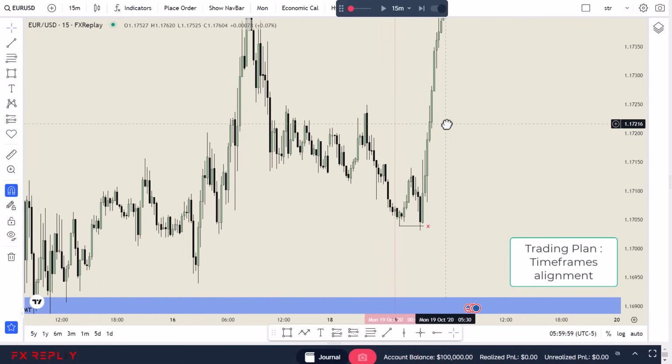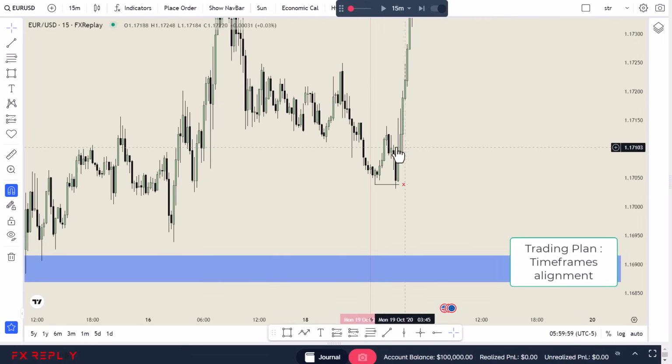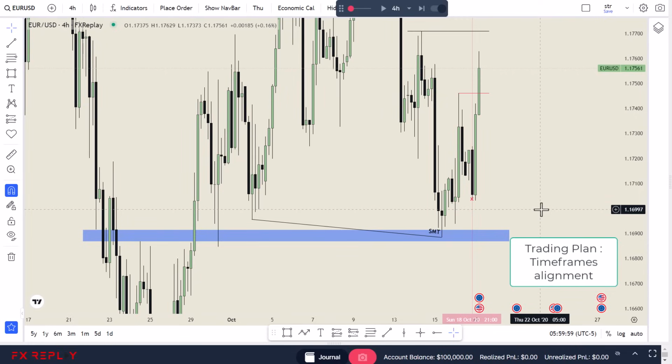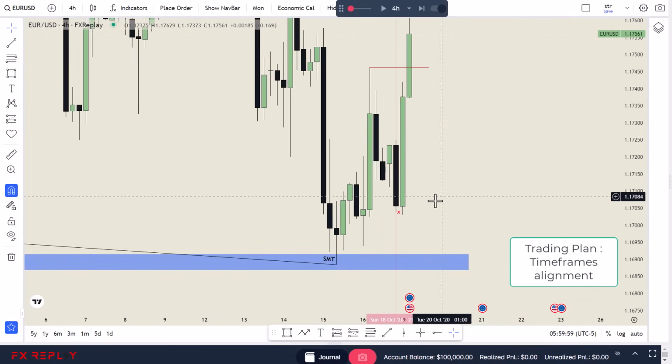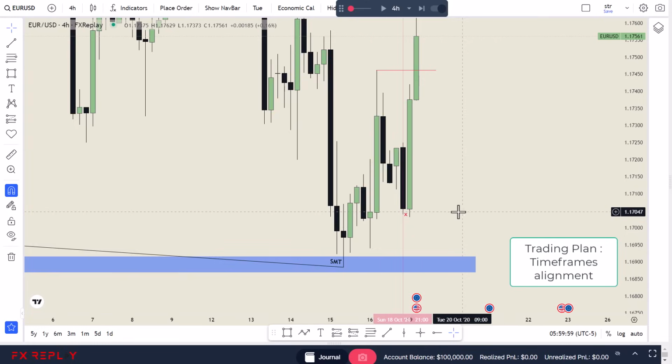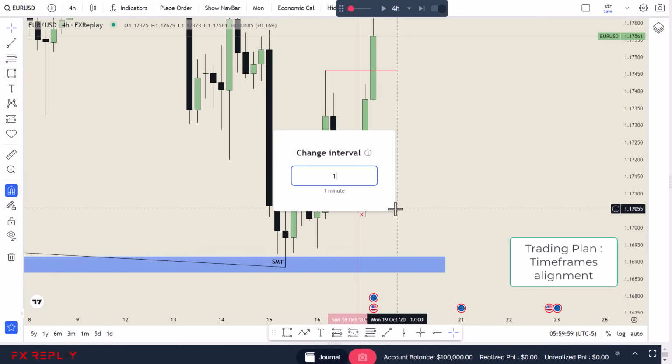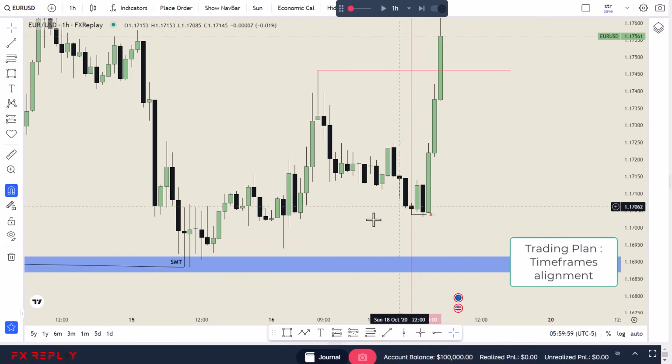Now, why did this happen? Why didn't we see a 20 pip or, I don't know, 25 pip Judas swing? For me, my understanding of price is that we don't have any reason for price to go all the way to here, because we are inside this breaker block and we have already taken liquidity on the downside. So there was no reason for price to come back all the way to here to do that 20 pip Judas swing or something.